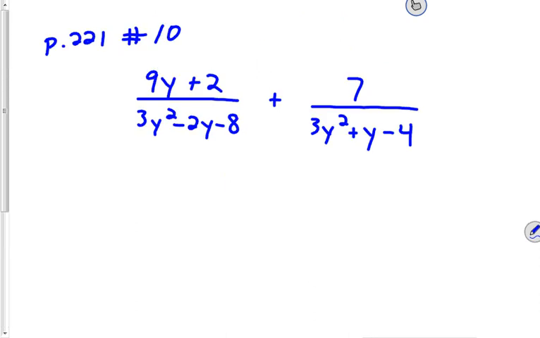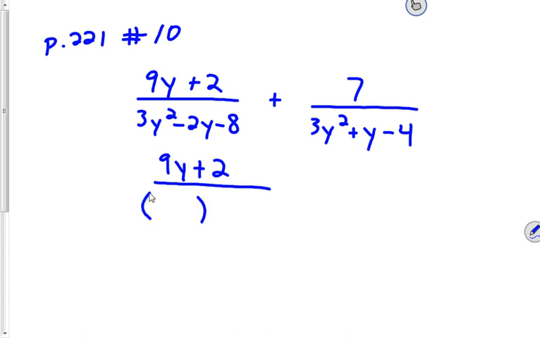Okay, so we're looking at number 10 now. This one's a little more complicated. We have some quadratics in the denominator. So the first thing I'm going to do is factor them. So this will stay 9y plus 2. That cannot be factored. No need to factor it.